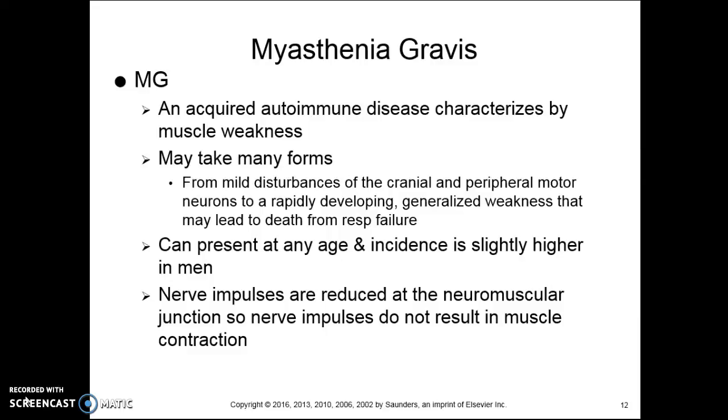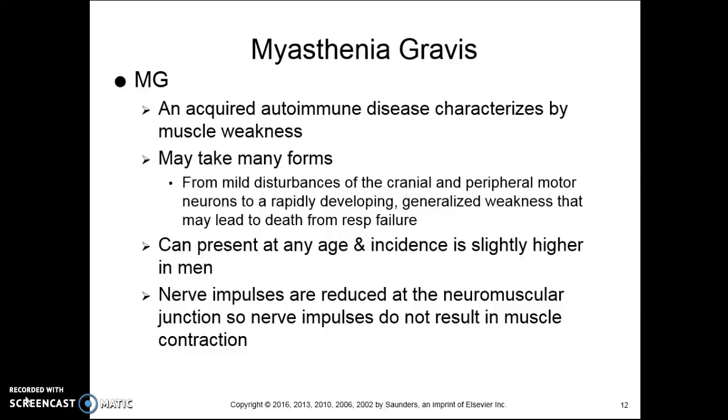Myasthenia gravis, an acquired autoimmune disease characterized, is what that should say, by muscle weakness. It may take many forms, from mild disturbances of the cranial and peripheral motor neurons to a rapidly developing generalized weakness that may lead to death from respiratory failure. It can present at any age, and incidence is slightly higher in men. The nerve pulses are reduced at the neuromuscular junction, so nerve impulses do not result in muscle contraction.